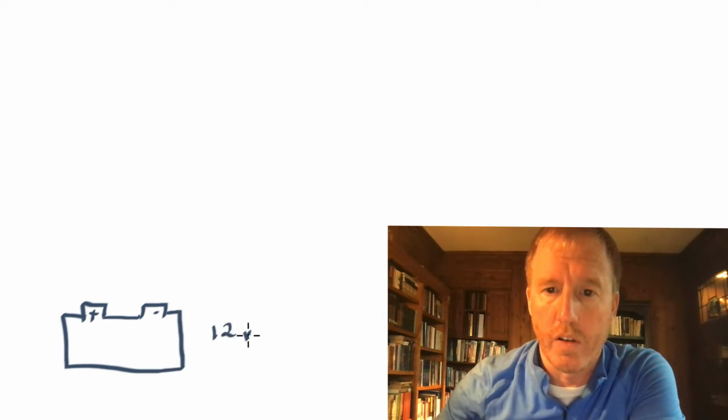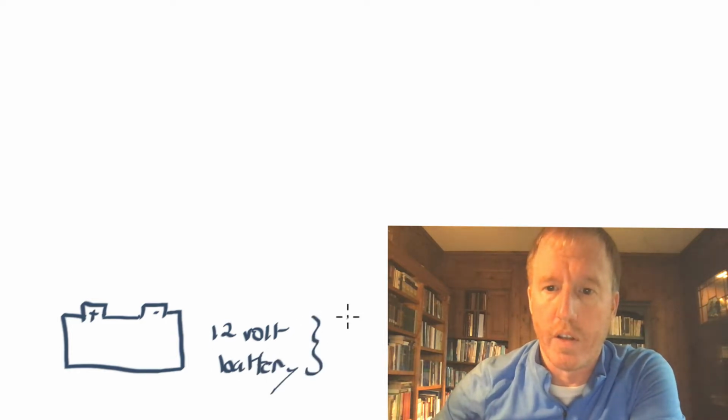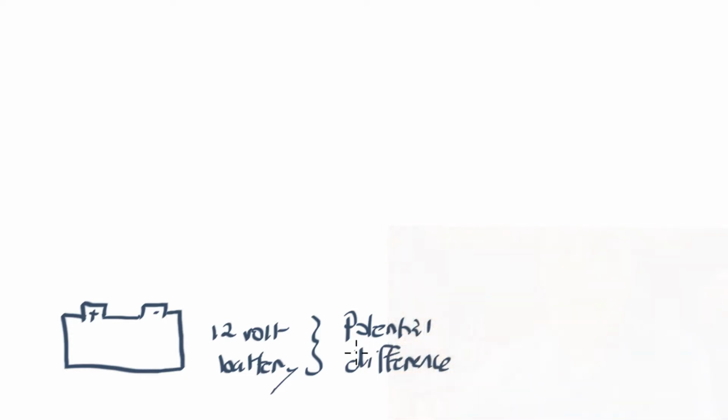Let me draw a battery right here with a positive terminal. This is a voltaic battery. If it helps you, just think about a car battery. And let's suppose this is a 12-volt battery. What that means is that there's a potential difference of 12 volts. Remember, potential difference is measured in volts. So sometimes we'll call potential difference voltage. So that's the difference in electric potential between these two terminals.